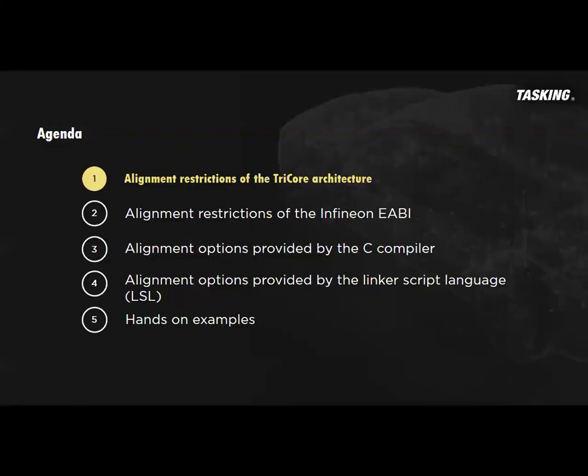So starting with the alignment restrictions of the TriCore architecture, some limited information about the Infineon EABI, which is a specification from Infineon, some information about the alignment options the compiler supports, and finally the LSL linker script language supports, and the hands-on at the end.